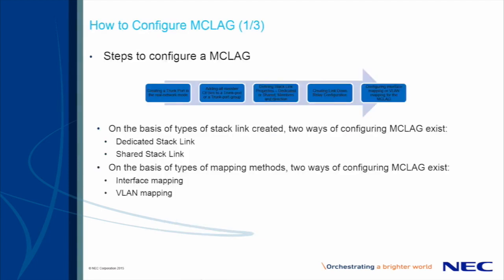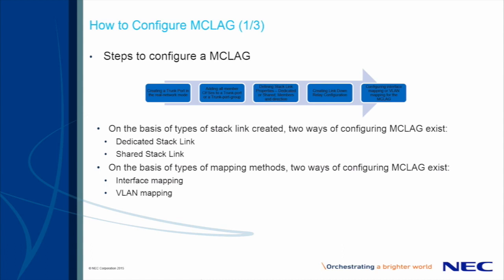At the top of this slide, we highlight the steps to configure an MC-lag on NEC's Programmable Flow Controller. Note that the steps are the same regardless of the underlying OpenFlow switch in use. To start, we have to create what NEC refers to as a trunk port or trunk port group. Next, we add OpenFlow switches to the created trunk port group that will terminate the MC-lag port. The next step is to configure the stack link properties. As noted by the bullets on the slide, there are two deployment modes for stack links.